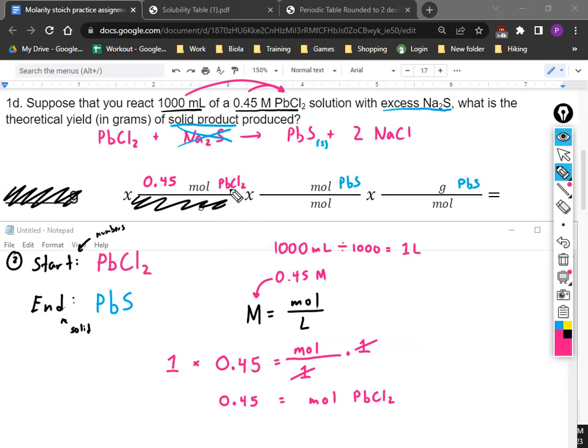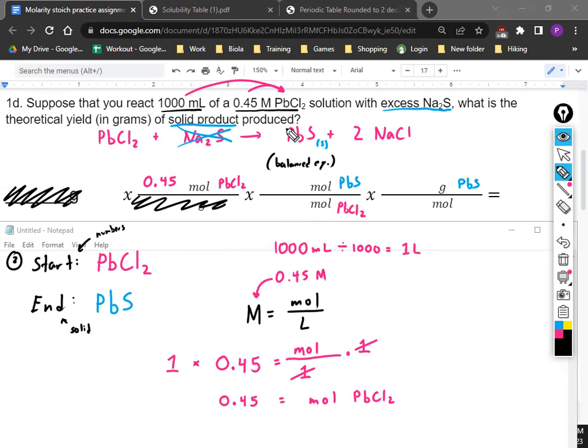So since we want to get rid of PbCl2, we're going to put PbCl2 on the bottom. And then on this fraction right here, the mole and mole fraction, the numbers are going to come from the balanced equation. So all we got to do is look at the equation, figure out what numbers are in front of these chemicals, and just put it on the fraction. Okay, hopefully this looks a little bit familiar now.